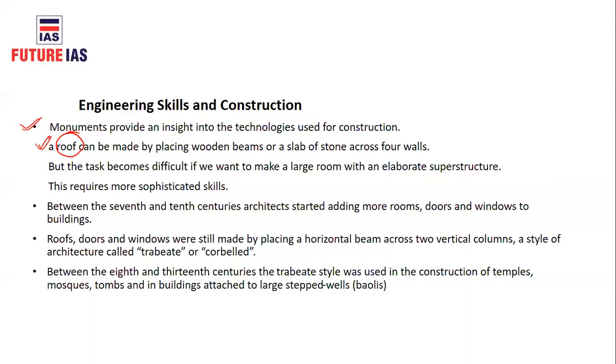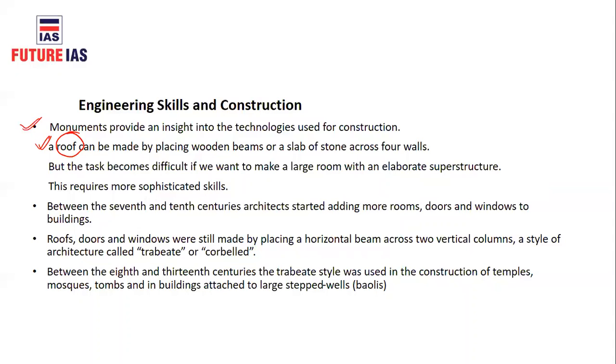Now you need some sort of placing of the wooden beams or the slabs of stone across these four walls in order to make the roof much more cylindrical, or much more tomb-like, right? So it is also an artifact of technology, isn't it? And it is very, very difficult to make such a large room with such an elaborate superstructure.